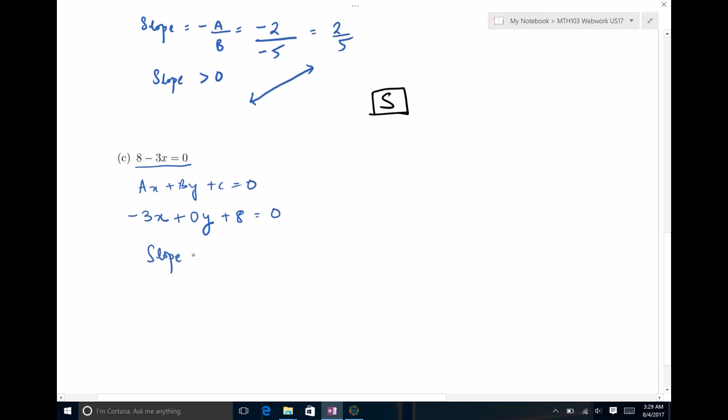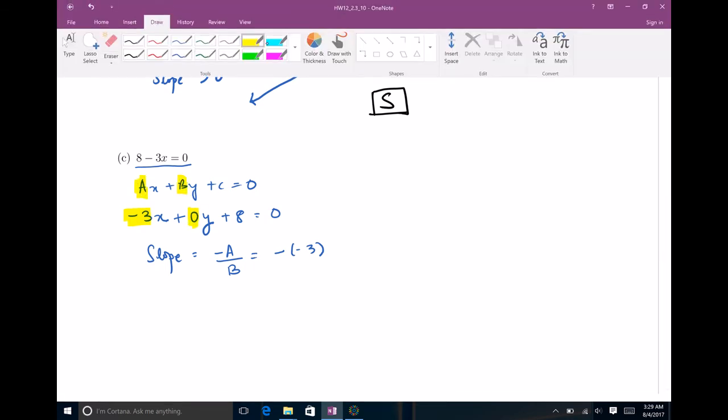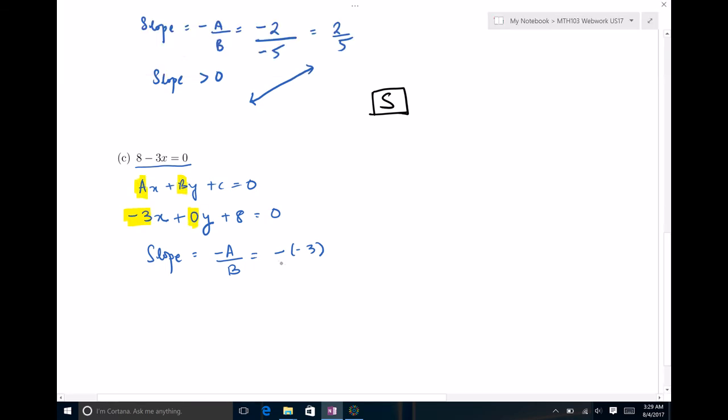And then the slope of this line is given by negative a over b, which is negative of negative 3, because a in this case is negative 3. And then b is the number 0, so it's going to be negative of negative 3 over 0, which is positive 3 over 0. Now you have 0 in the denominator. That means that this number is undefined. So since the slope is undefined, you know that the line has to be vertical.